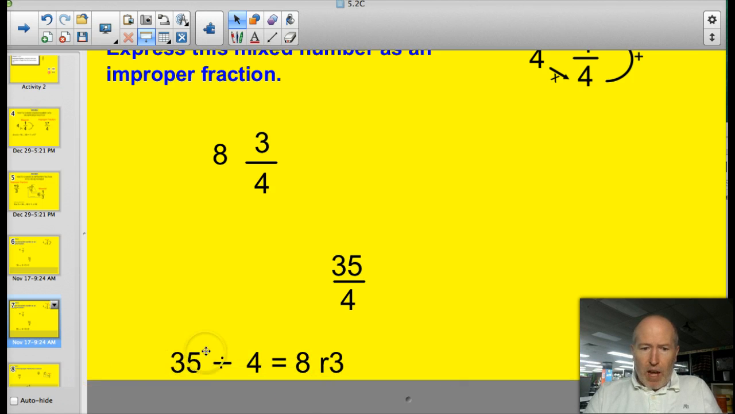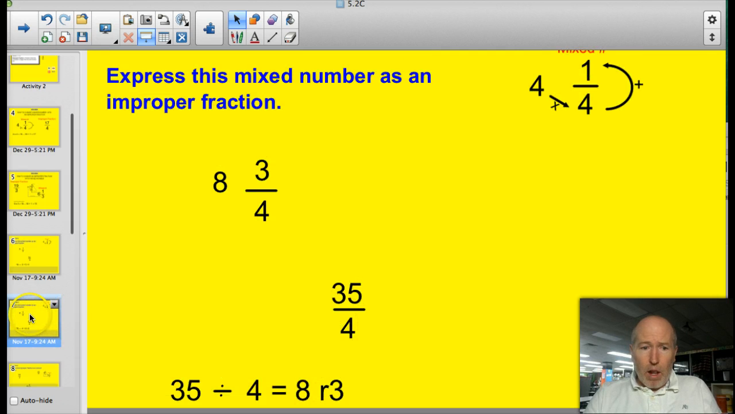So 35 divided by 4, well, 32 divided by 4 is 8. So I've got 8, and then I have 3 left over. So here's my 8 and 3 left over. Let me double check real quick. 8 times 4 is 32, plus 3 is 35/4. Yeah, it works. All right. Well, let's try another one.